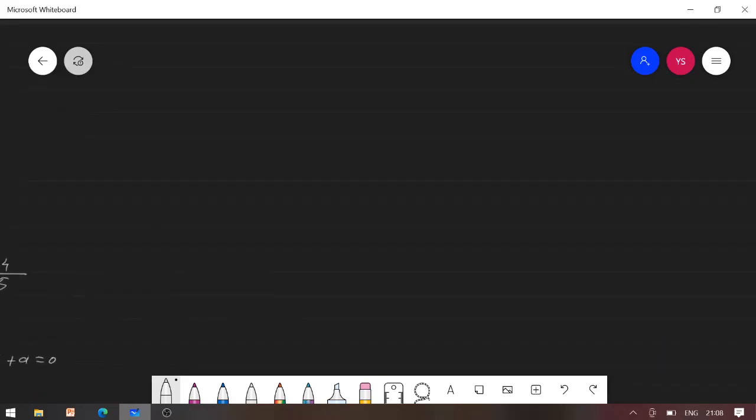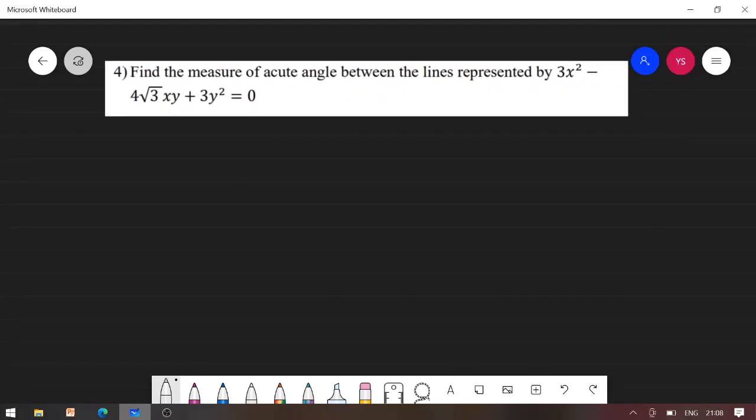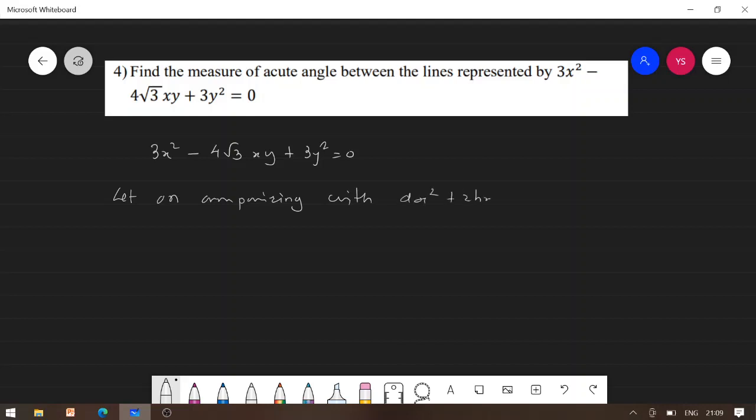Now look at the next sub question. We have question 4. Find the measure of the acute angle between the lines represented by 3x square minus 4 root 3 xy plus 3y square equals 0. So let's compare with the standard homogeneous equation in x and y of degree 2, ax square plus 2hxy plus by square equals 0.